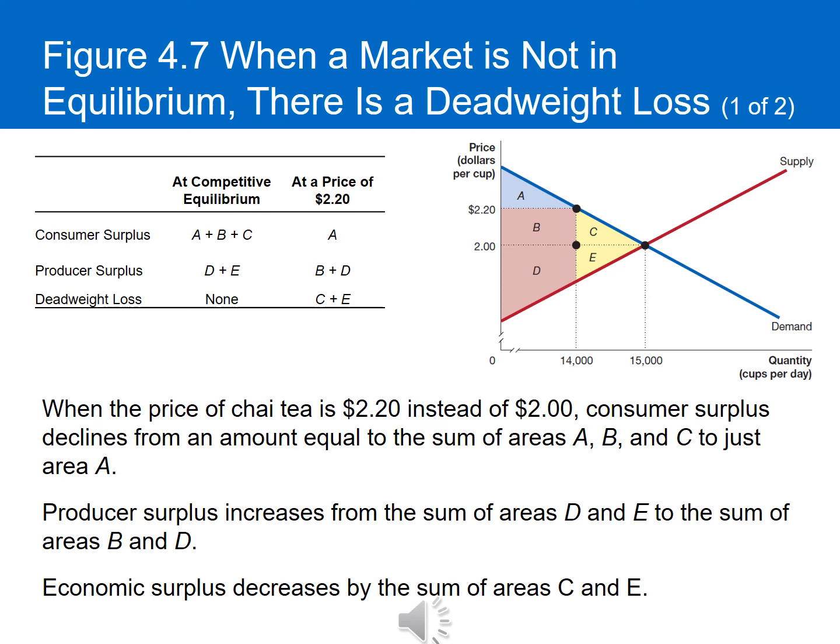The consumer surplus is going to be represented, if we look at the figure on the right, by areas B, C, and A. Those three areas combine for the consumer surplus because they are above the price and below the demand curve. Now, the producer surplus is going to be above the supply curve and below the price. So that's going to be areas D and E.